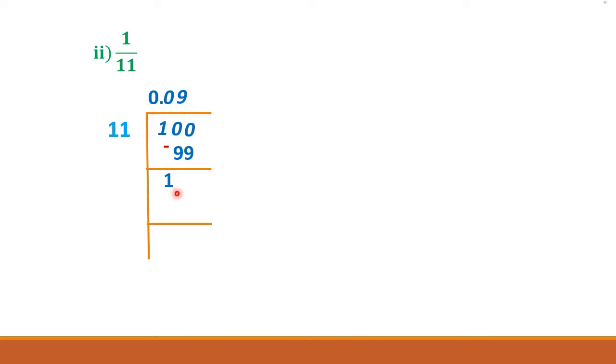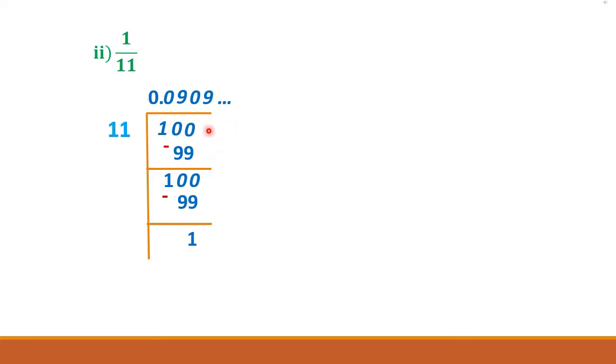Now we get 1 as the remainder. So again we put 0 in front of 1, and now it becomes 10. Now also we cannot divide it by 11. So we put one more 0 in the quotient, 0.09, and one more 0 in front of 10, and it becomes 100. Here 11 9's are 99. Subtracting both, again we get remainder 1. So this process keeps on going and never stops. So this is a non-terminating decimal.